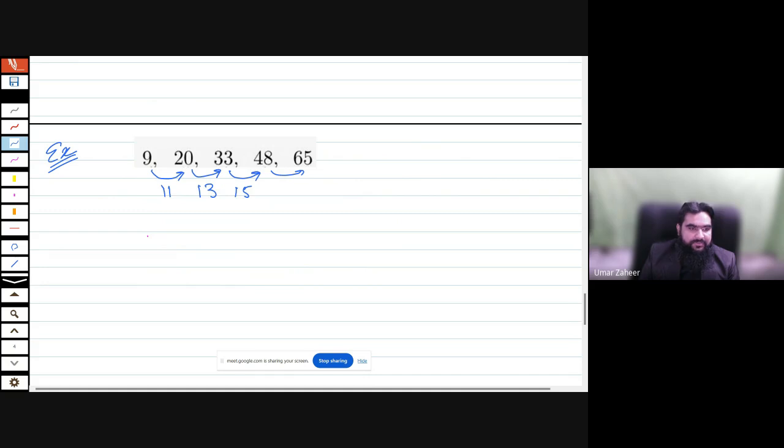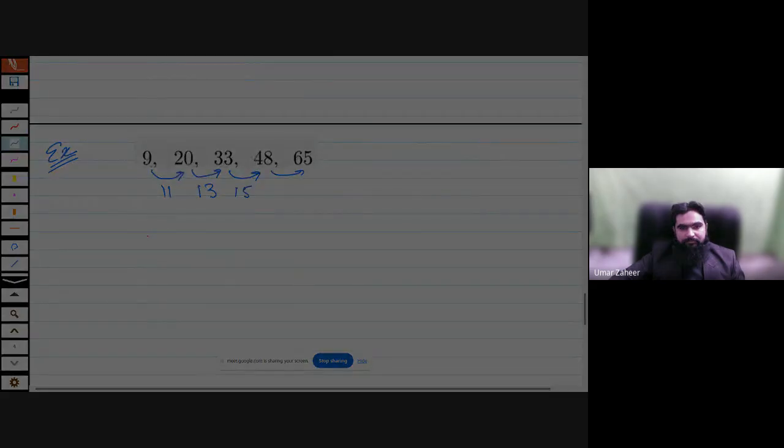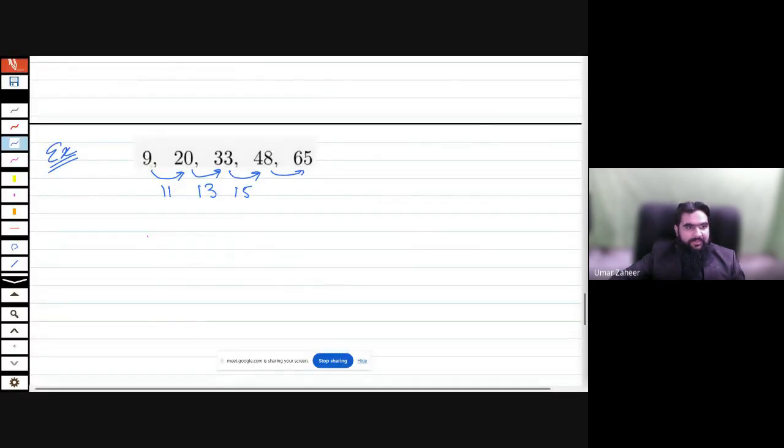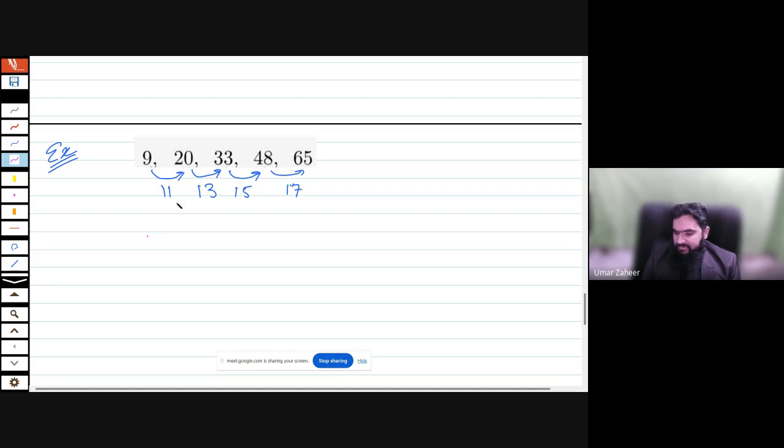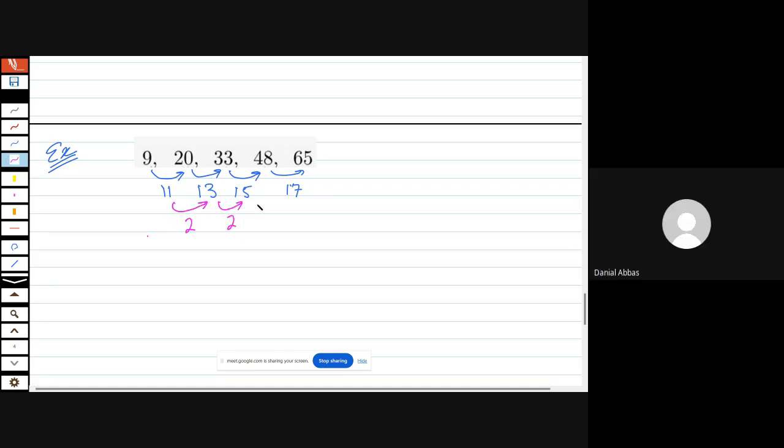Yes, what is the next difference? Find the difference. 65 minus 48, that will be 17. Now take the next difference. 13 minus 11, that will be 2. 2, 2, 2.